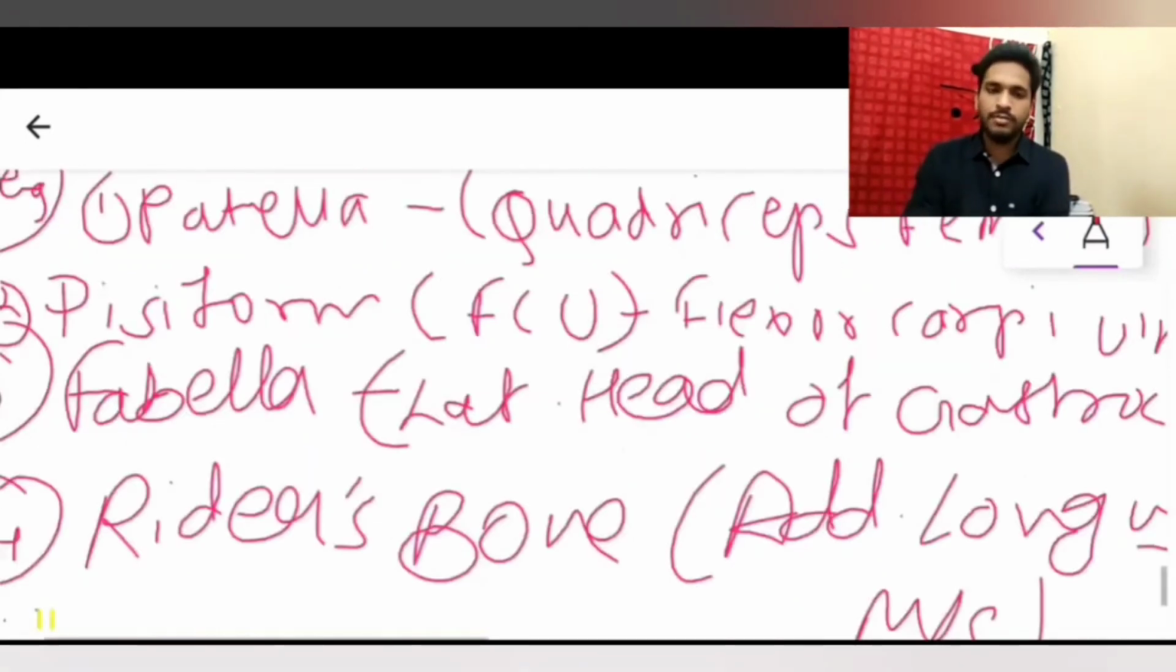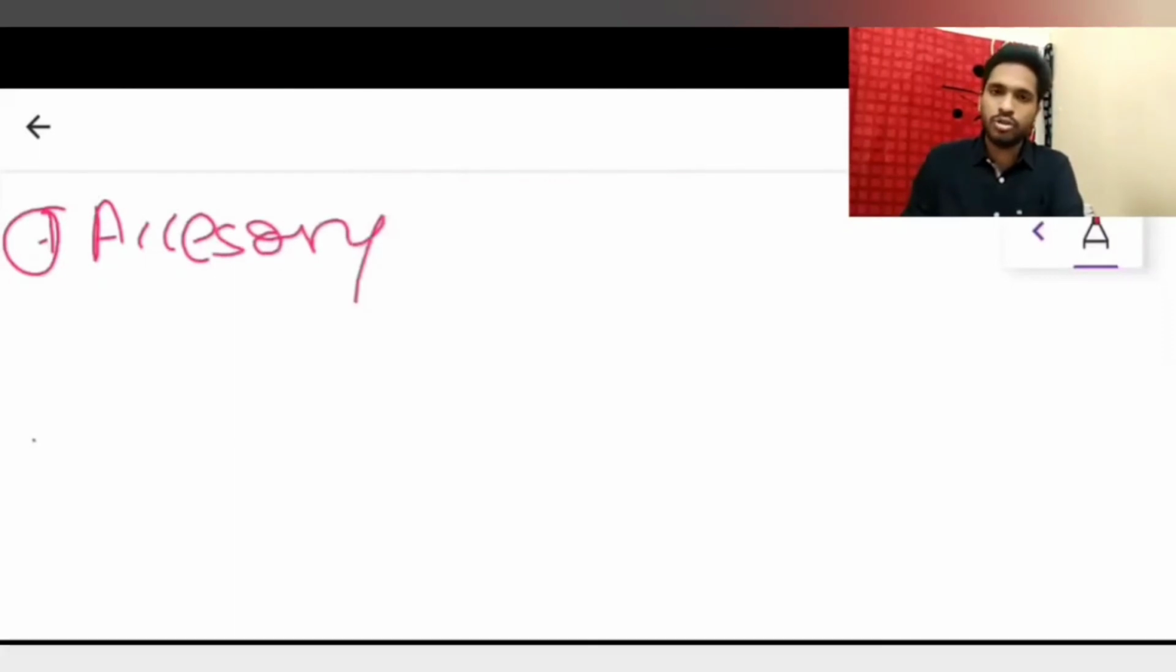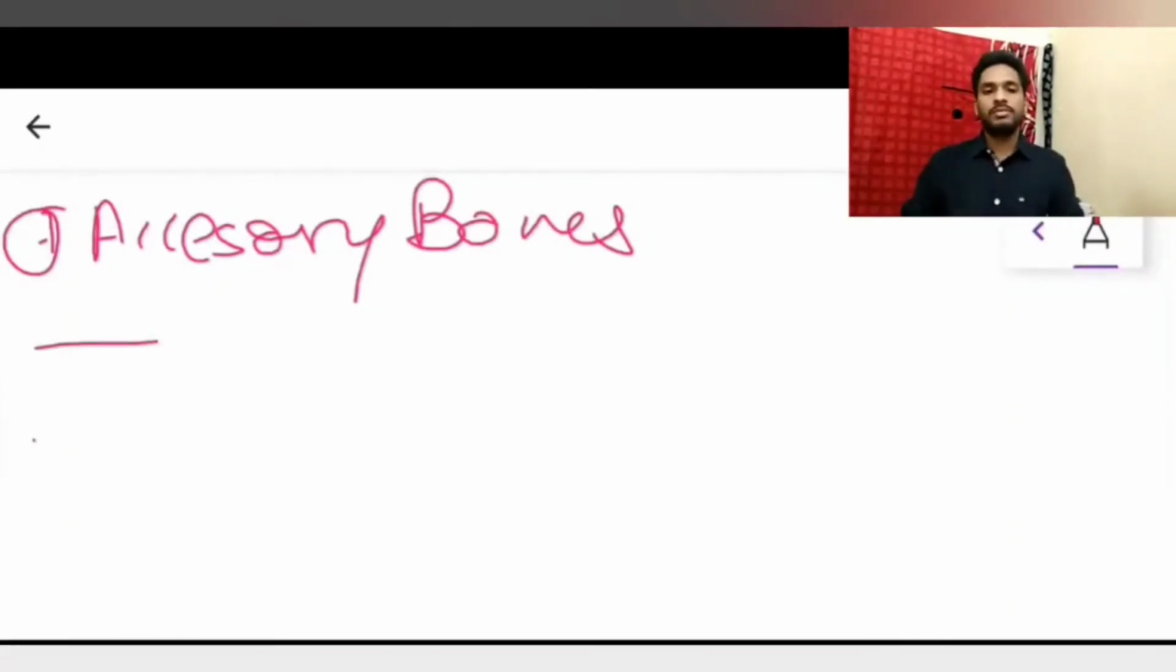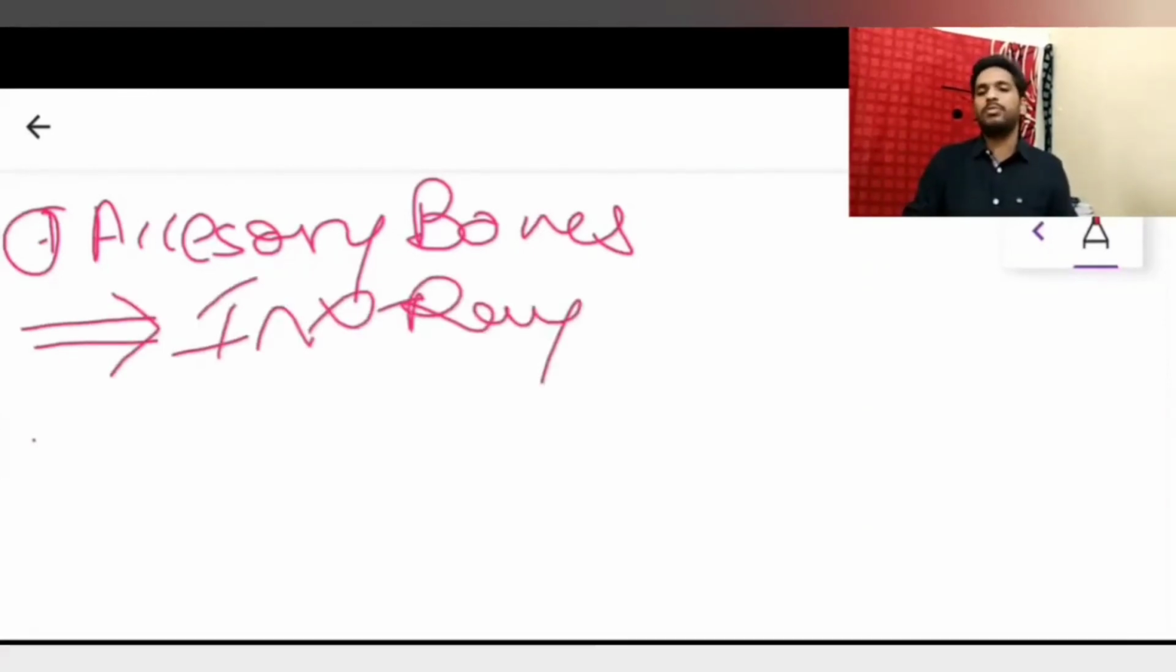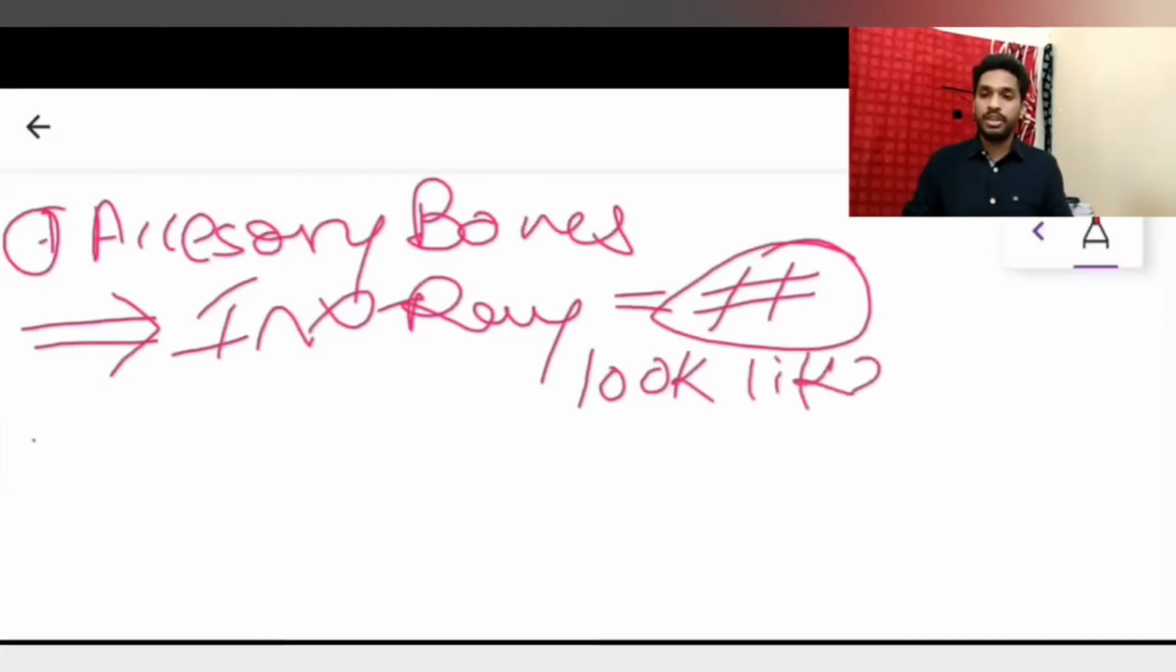Then the 7th one, which is not so important, but we are discussing it for the namesake, is the accessory bones. It is also known as supernumerary bones. Why is it called supernumerary bones? Because if we do X-rays, these accessory bones look like a fractured bone. So they look like a fracture. So it is also called supernumerary bones.